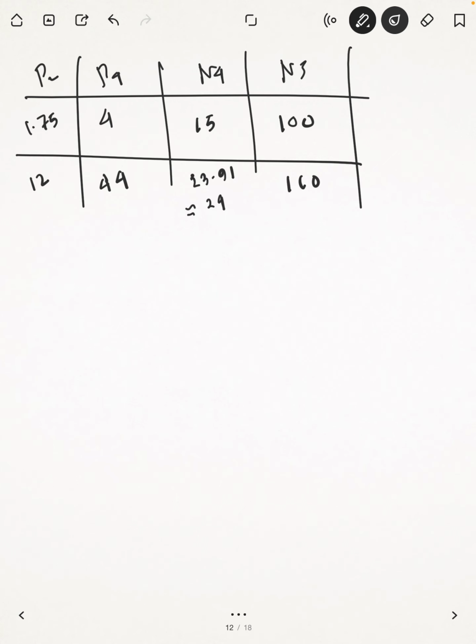Okay, so you have to do the iteration in such a way that, and remember, you have to choose the diameter in such a way that you get the values of N4 and N5 as integer numbers, because there cannot be a fractional number of gear teeth. So you need to show some iterations, and that is how you need to approach this kind of design problem.